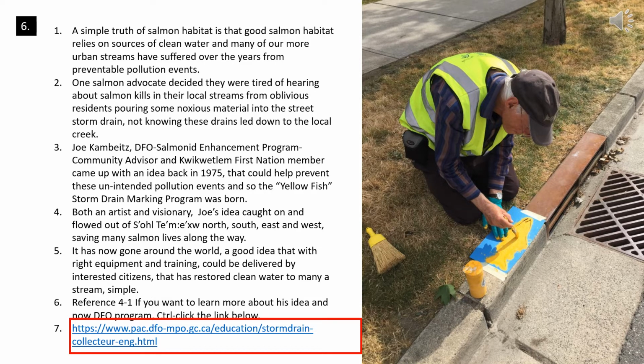His idea caught on and has flowed out of Stashkamuk, north, south, east, and west, saving many salmon lives along the way, and has now gone around the world. A good idea that with the right equipment and training could be delivered by interested citizens, and that has restored clean water to many a stream. Simple. If you want to learn more about his idea and now DFO program, click the link below.